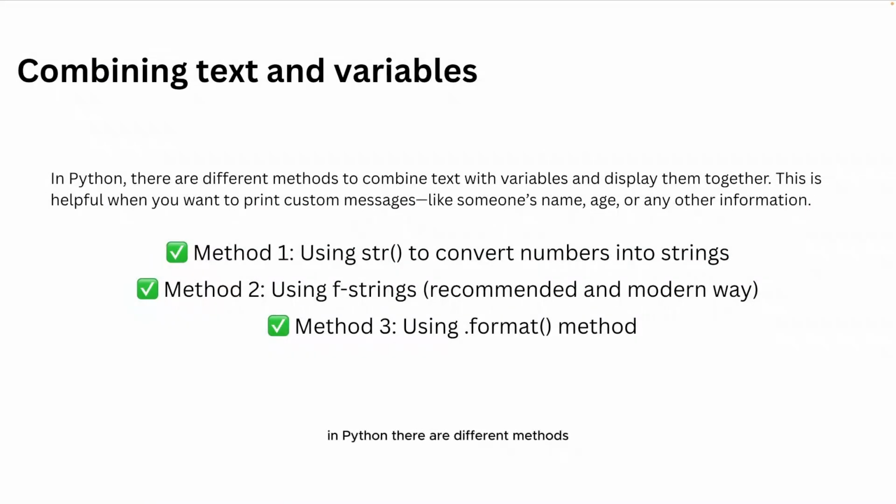In Python, there are different methods to combine text with variables and display them together. This is helpful when you want to print custom messages like someone's name, age, or any other information. Let's look at a few examples together so you can see the difference and choose the one that's easiest for you to use. Let's go through three common methods step by step. Make sure to follow along in your Jupyter Notebook.